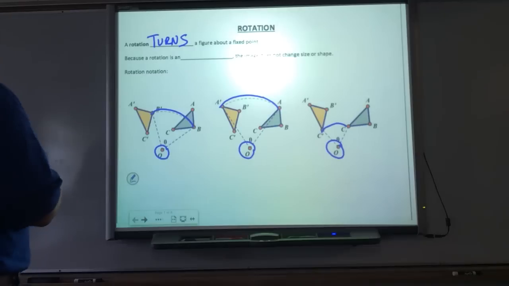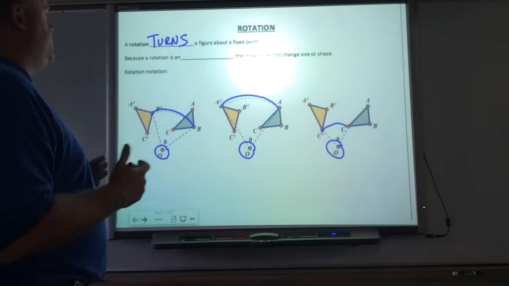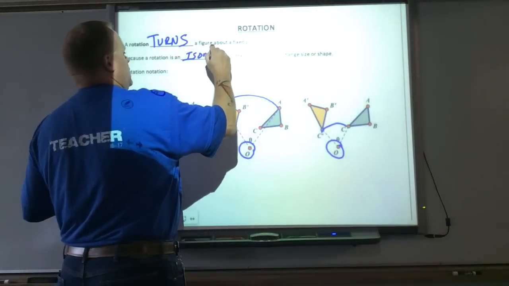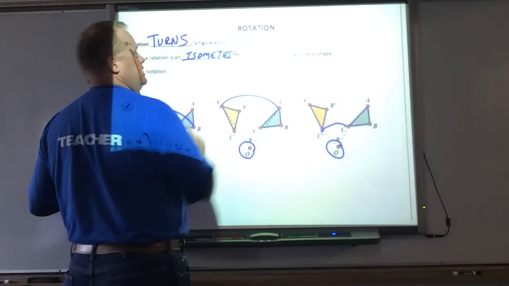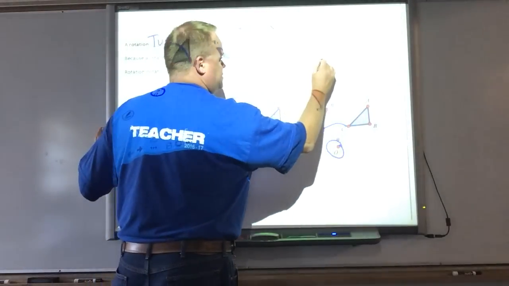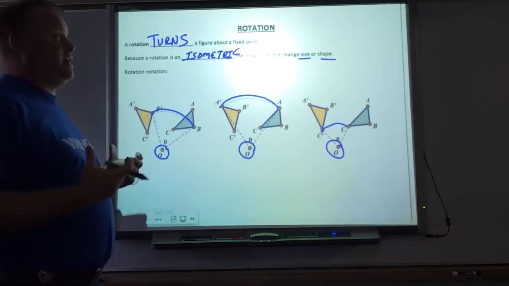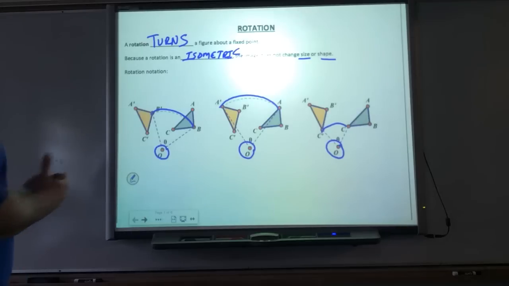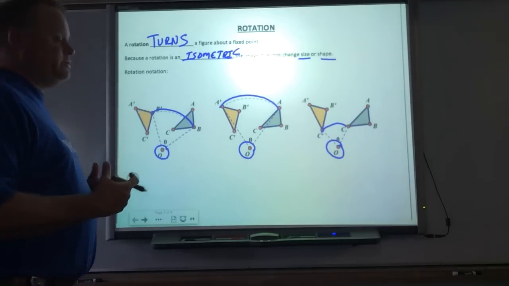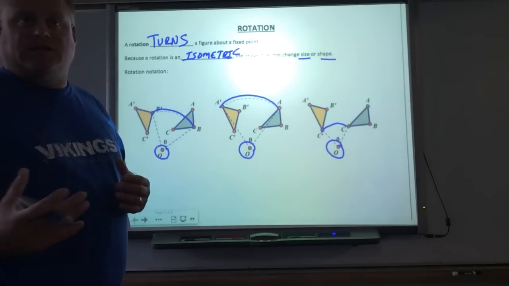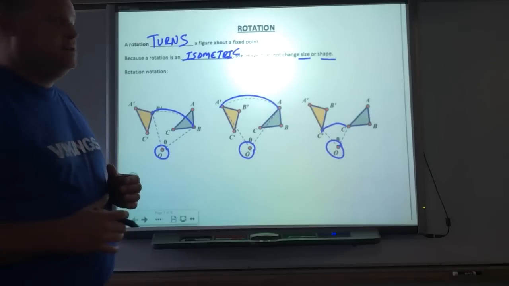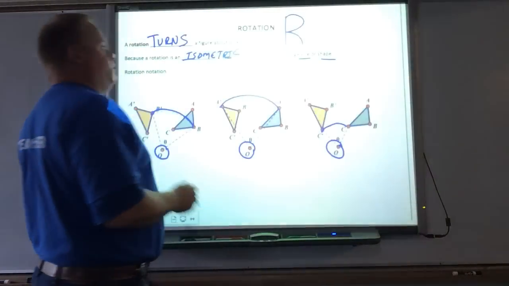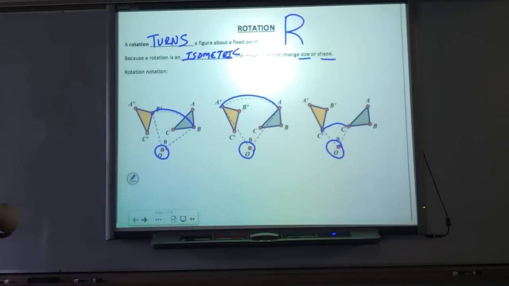Okay, so the next part of this is, what are rotations? Well, they are isometric. What makes them isometric is that the image does not change size or shape. And then how do we denote a rotation? Well, we saw yesterday in our notes that a reflection is a small r. Today, rotations are going to use a capital R.